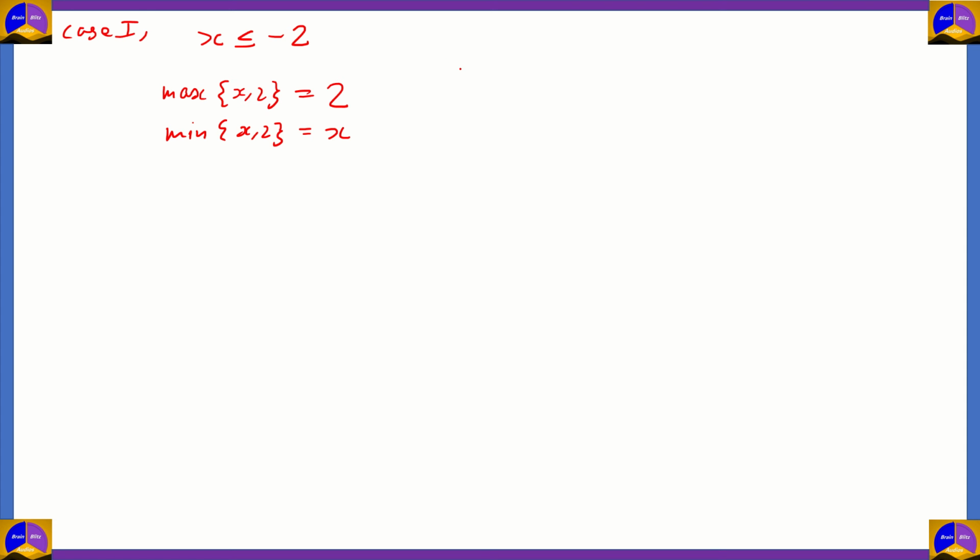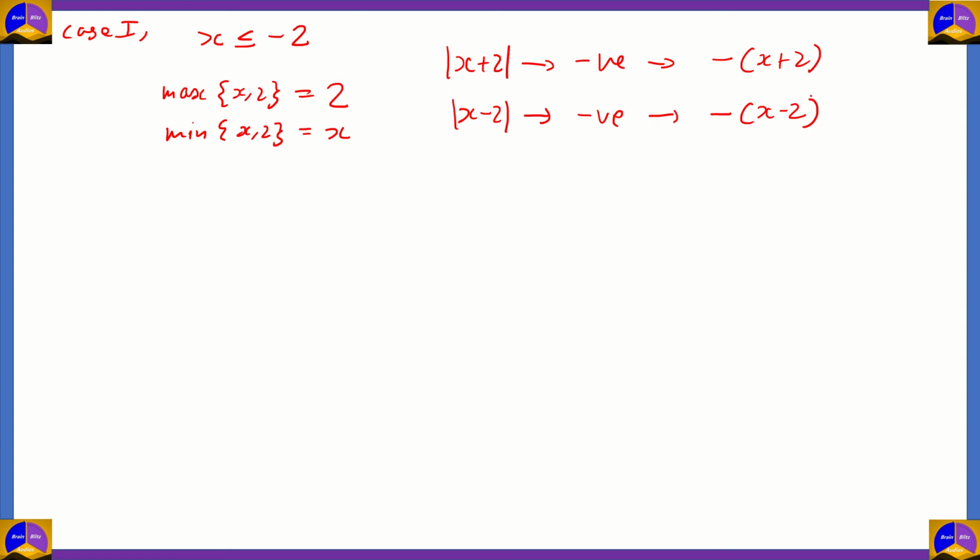Now, when we look at the modulus functions present on the right-hand side, mod of x plus 2 has the inflection point at minus 2. So for any value of x below minus 2, mod of x plus 2 is negative, which means we get minus of x plus 2. Similarly, for mod of x minus 2, its inflection point is positive 2. So therefore, for any x less than minus 2, it's still negative, which means the value here would be minus of x minus 2. Now let's write down the equation here.